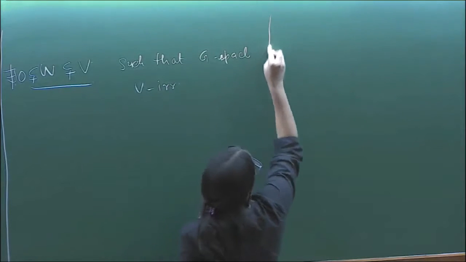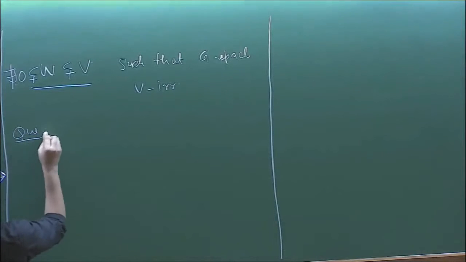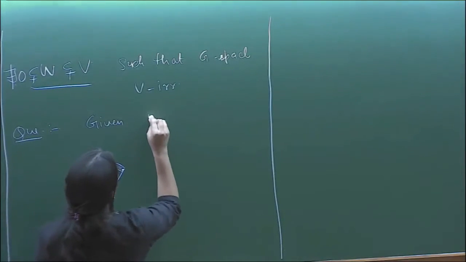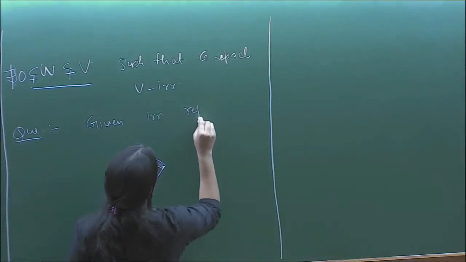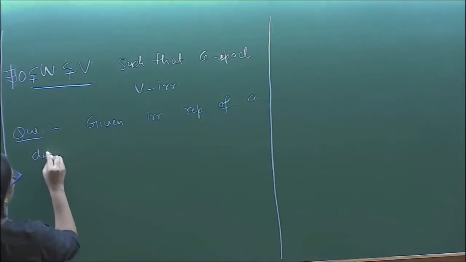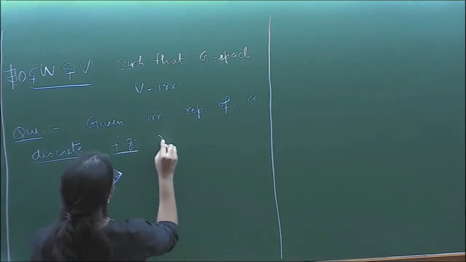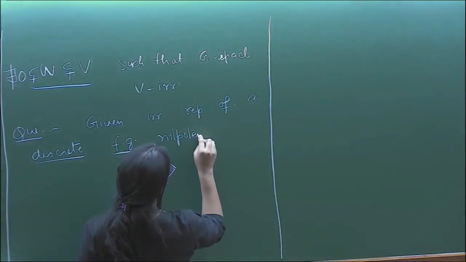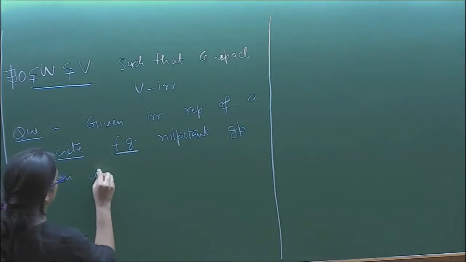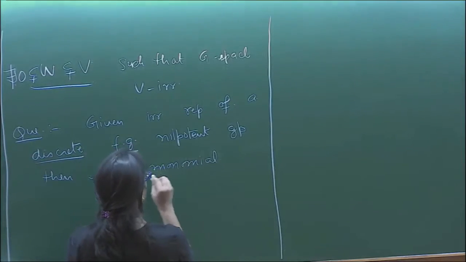So here's the question that I want to know: given an irreducible representation of a discrete finitely generated nilpotent group, is it monomial? I need to again say a few words about this.